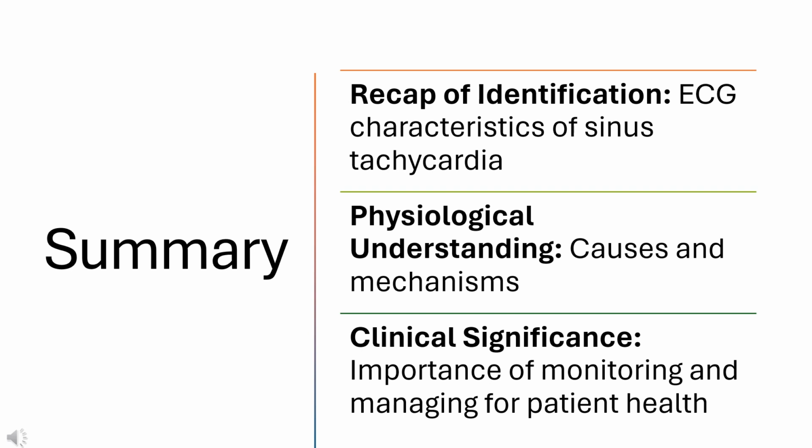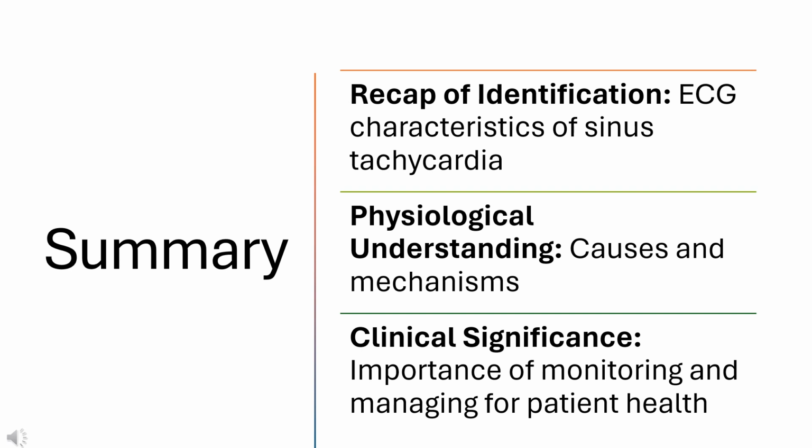Let's do a quick summary of what we've covered. The ECG characteristics include a regular rhythm, a P wave followed by a QRS complex for each heartbeat, a heart rate of greater than 100 beats per minute, and normal PR and QRS intervals.